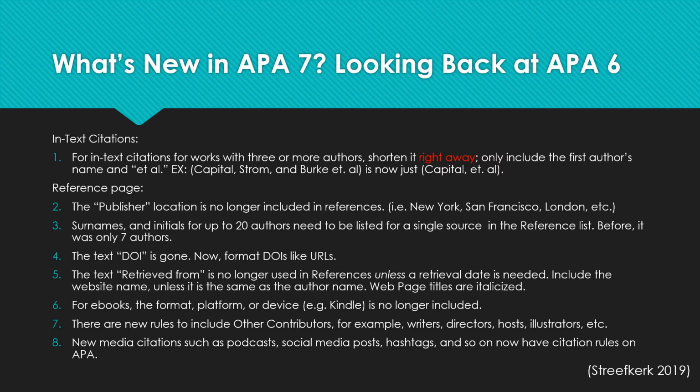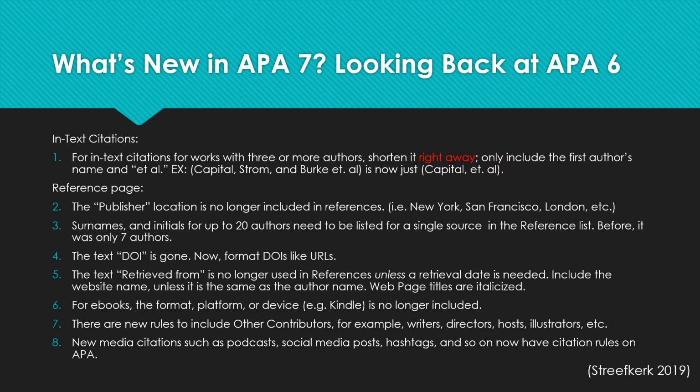The reference page has lots of changes as well. The publisher location is no longer included in the references, so this is mainly for books that you may reference. Additionally, you can include last names and initials for up to 20 authors. So previously, this number was only up to 7 authors. I'm not sure that you'll see many articles with that many authors, but if you do, you can rest assured that you can list each and every one.